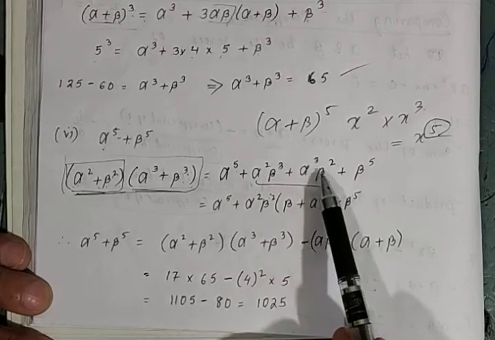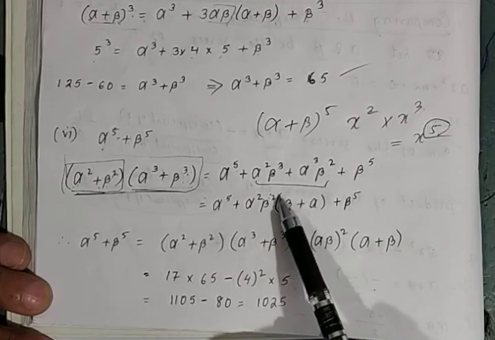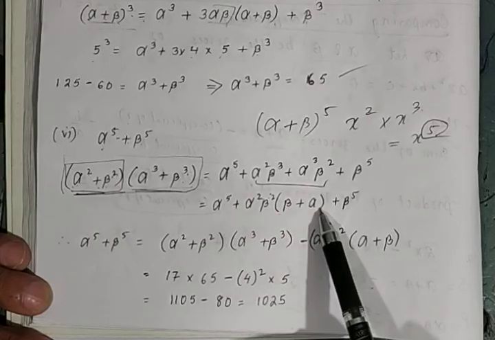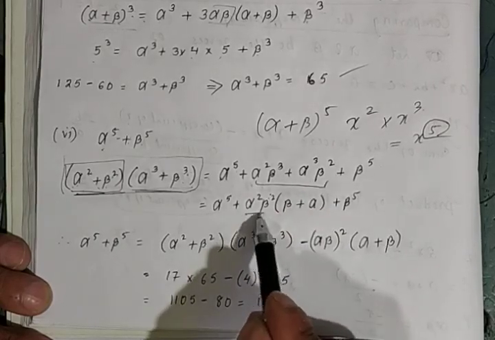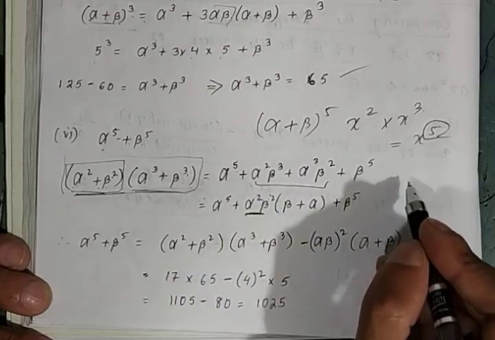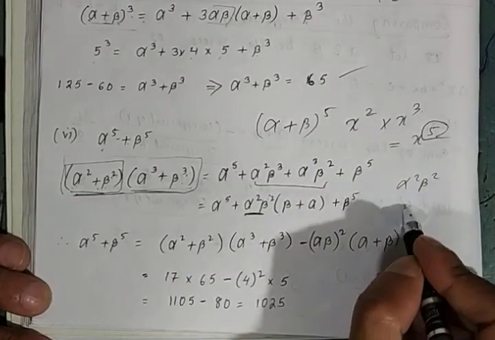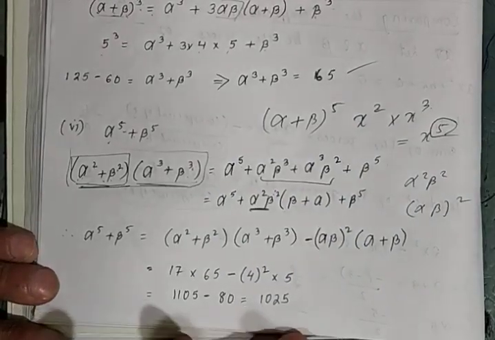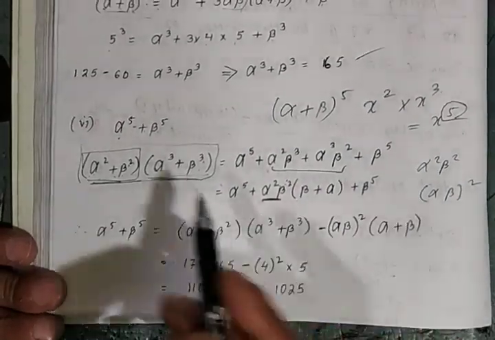Here I have beta cube and beta square. Beta square is common. What is left? In the first part beta is left. Second part alpha is left. You check. This has become alpha square plus beta square. Alpha square and beta square, can't I write alpha beta whole square? Check in the next step what I have written.